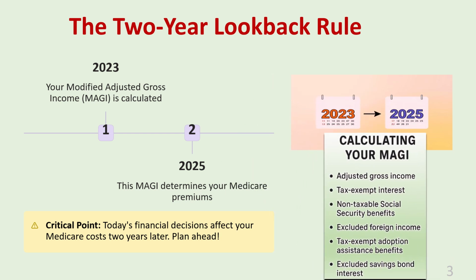And just so we're clear, modified adjusted gross income, or MAGI, adds back to your regular AGI, adjusted gross income, your tax exempt interest from things like municipal bonds or savings bonds.